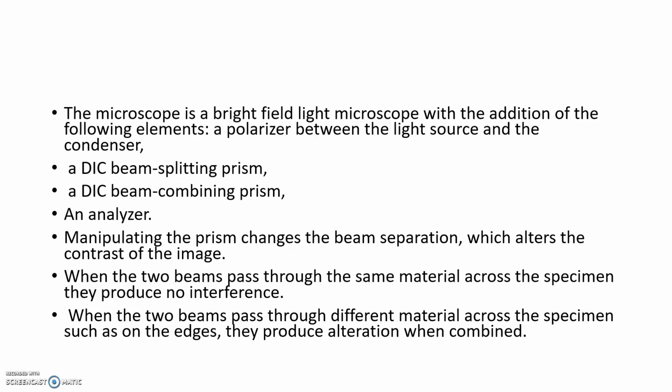Manipulating the prism changes the beam separation, which alters what? The contrast of the image. When two beams, both the reference and object beam, pass through the same material across the specimen, they produce no interference. But when the two beams pass through different material across the specimen, such as on the edges, they produce alterations when combined.